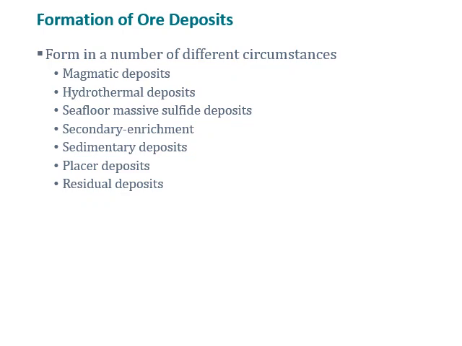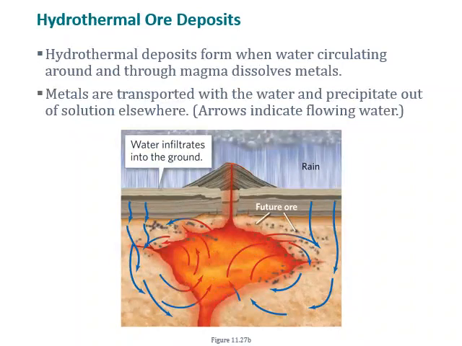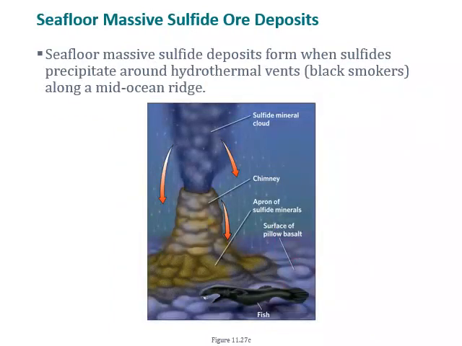Magmatic ores form in magma chambers where the ore minerals crystallize from a magma or a melt. Hydrothermal ores form when water circulating around and through magma chambers dissolves metals and transports them, finally precipitating them out of the solution elsewhere. Seafloor massive sulfide deposits form when sulfides precipitate around hydrothermal vents, also known as black smokers, along mid-ocean ridges.